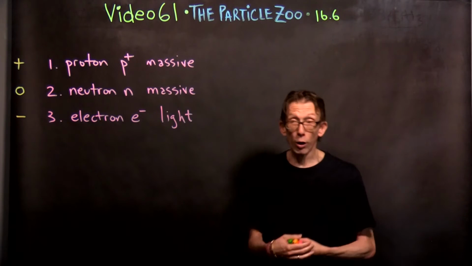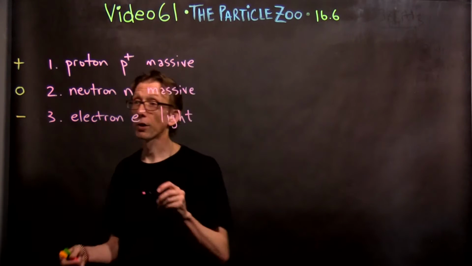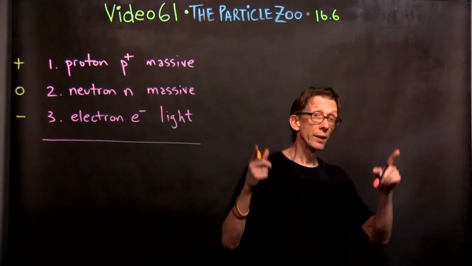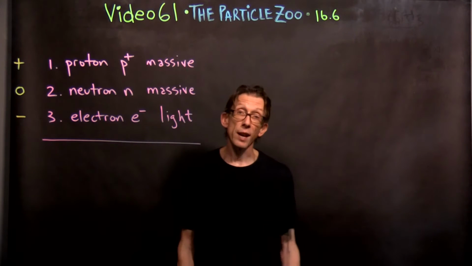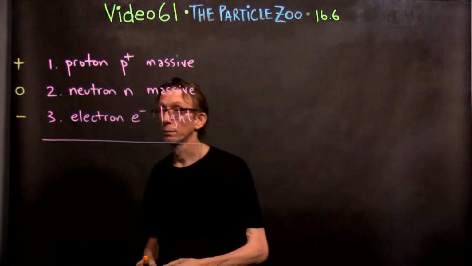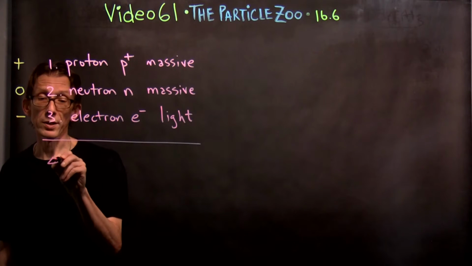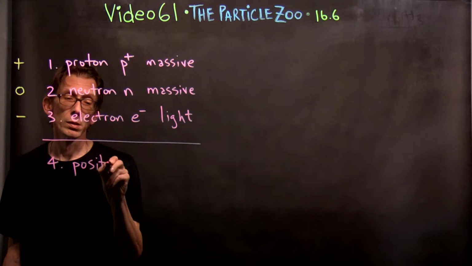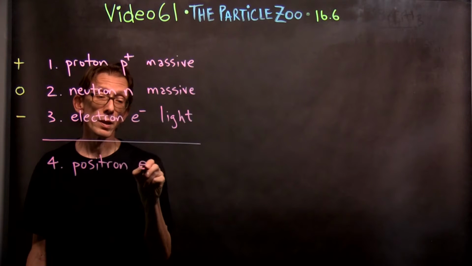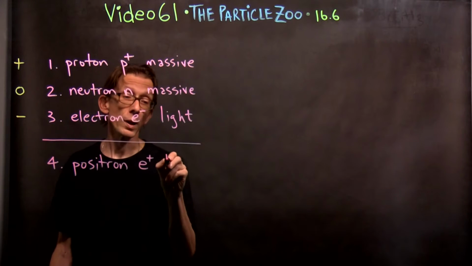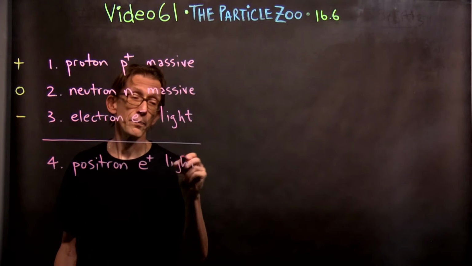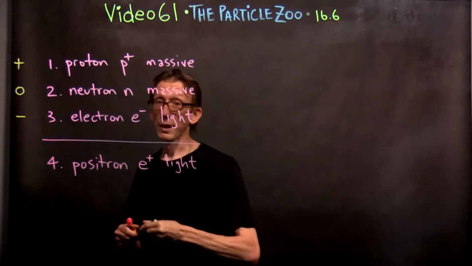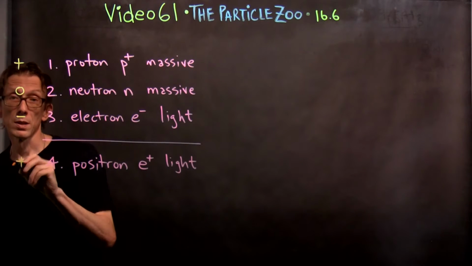So those are all familiar particles. You have heard of these particles somewhere at some point in your life. The next three you may or may not have heard of, but they all play important roles inside the sun. The fourth one is known as a positron. It's given the symbol E+. It is also light. In fact, it has exactly the same mass as the electron.